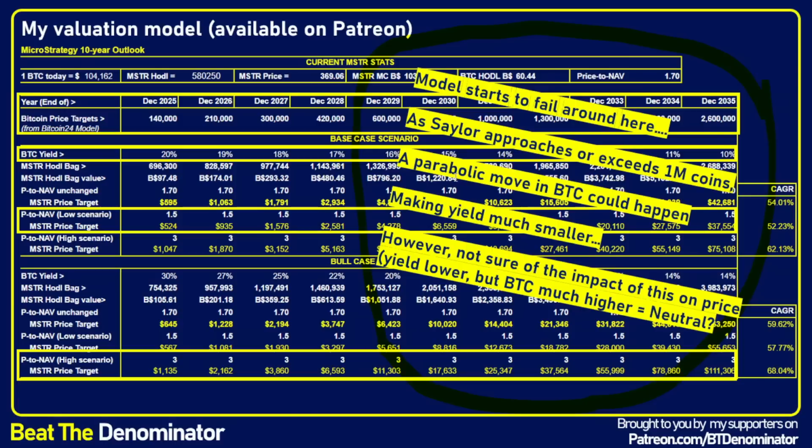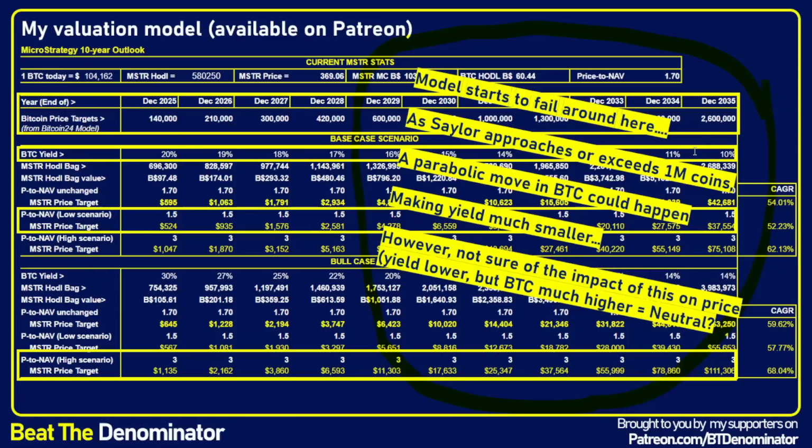One thing that can happen is you have a parabolic move in the price of Bitcoin, and so that means the model would show much lower yield, but a much higher appreciation of the price of Bitcoin, or you have the opposite. So I'm not sure what the impact on the individual lines of this model would be if the number of coins accumulated by Strategy were to go past 1 million. I'm not really sure what the numbers would be. It just gets very blurry 4 to 5 years out.